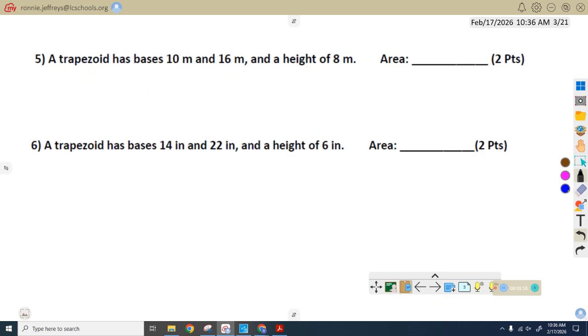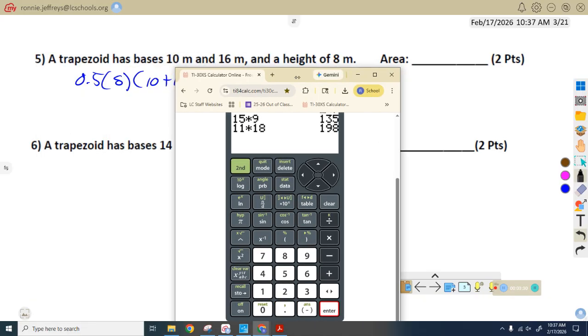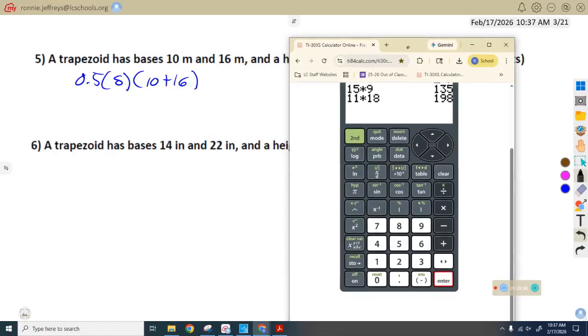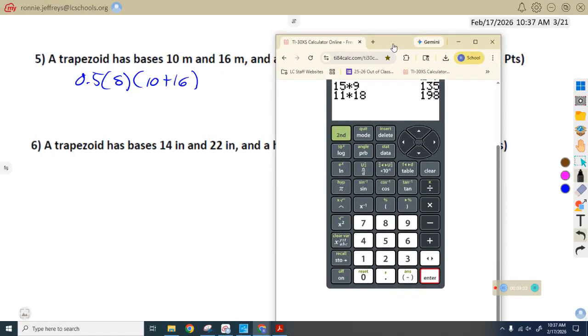All right, trapezoid. So 0.5. Our height is 8. 10 plus 16. I don't know why it does that ghost float. That's crazy.